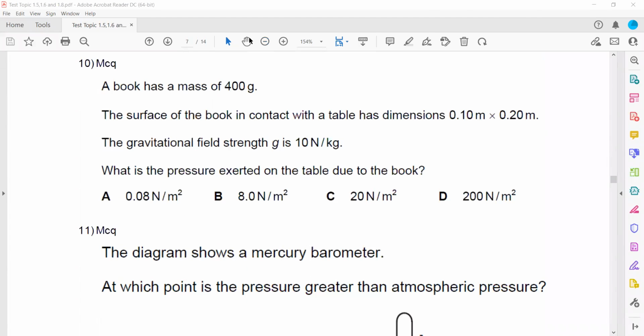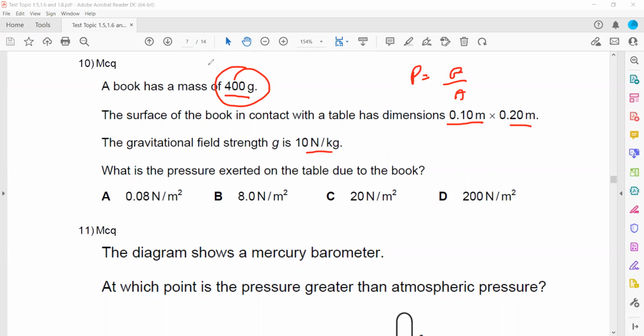In question 10, a book is there having a mass of 400 gram. The surface of the book in contact is 0.1 by 0.2. The gravitational field strength is given. What is the pressure? To calculate pressure, pressure is force divided by area. But mass is not the force, weight is the force.